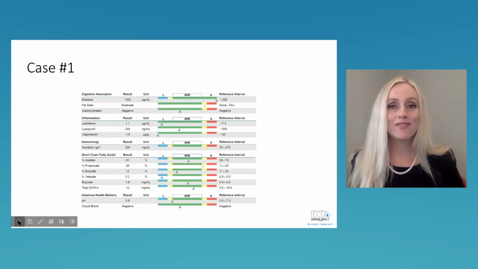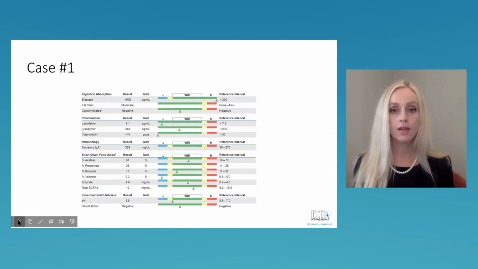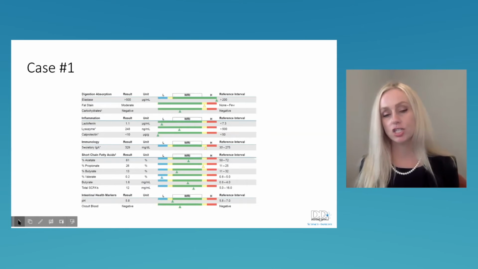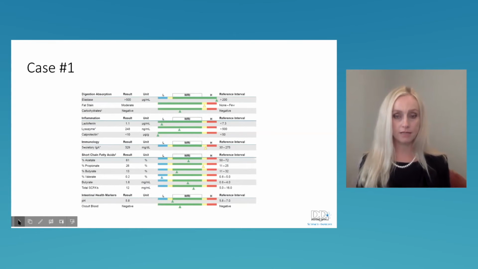All right, here we have the stool chemistries, and this is a fun page because there's a wealth of information on this page. The first piece will be digestion and absorption, and here we're going to look at elastase. Elastase looks very good for this patient, but then we do see a positive fat stain.